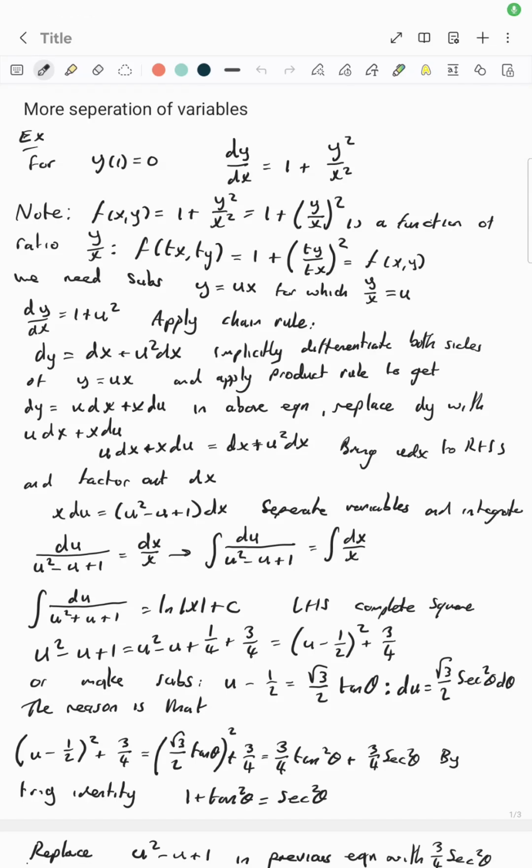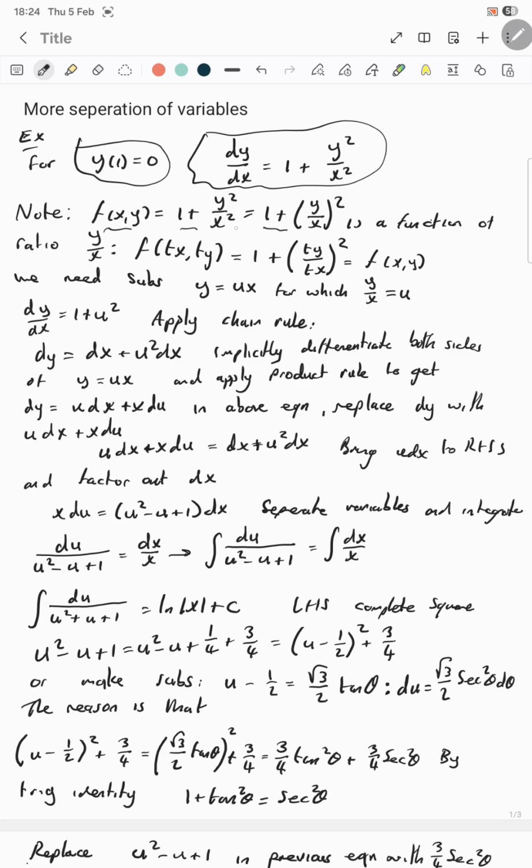More separation of variables, getting a little bit more involved. Given this, y of 1 equals 0, and given the equation here, and noting that y' equals 1 plus y squared over x squared equals this all squared, is a function of the ratio y over x, such that f of t x and t y equals 1 plus t y over t x squared equals f of x and y.